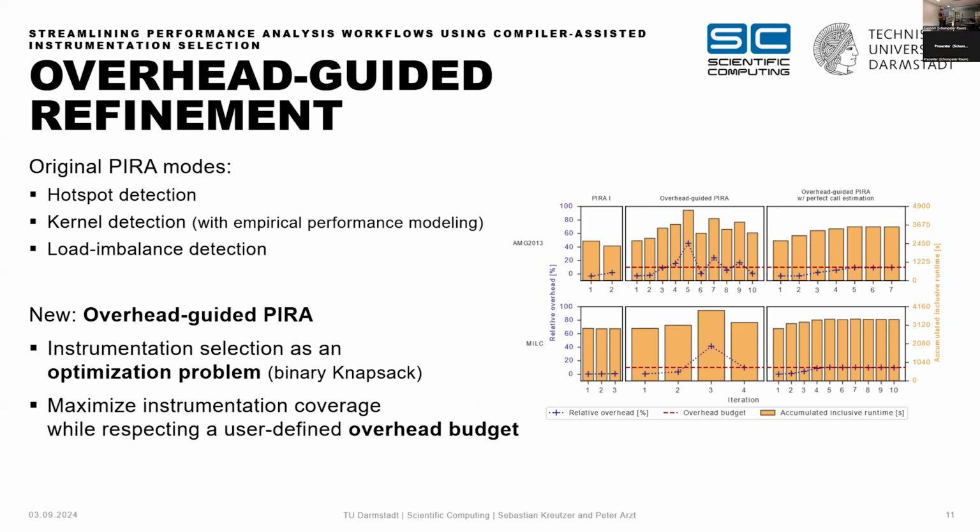In a more recent, not yet published work, we extended PIRA with an overhead-guided mode. The innovation here is that before performing the instrumentation, we estimate the amount of overhead that will be generated, and then we understand instrumentation selection as an optimization problem, basically a binary knapsack, which maximizes the instrumentation coverage while respecting a user-defined overhead budget, which is what you can see here on the right-hand side. The approach closes in on the overhead budget.